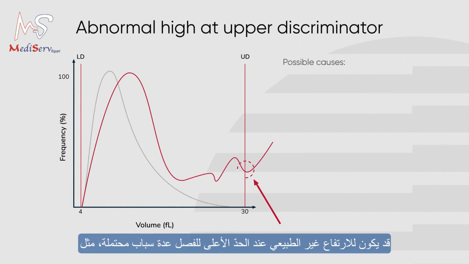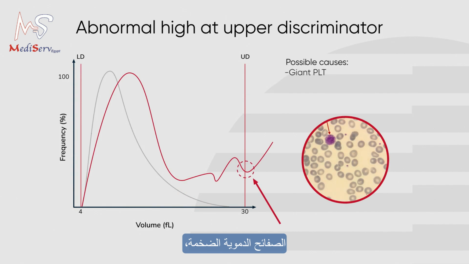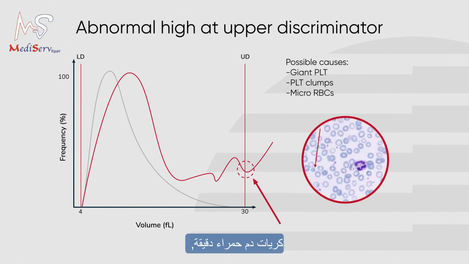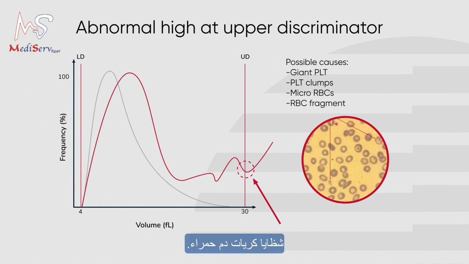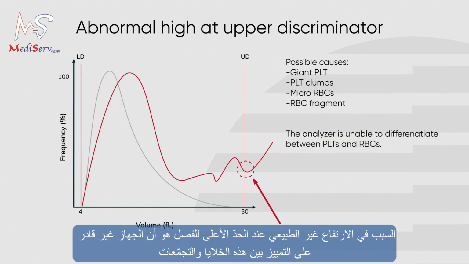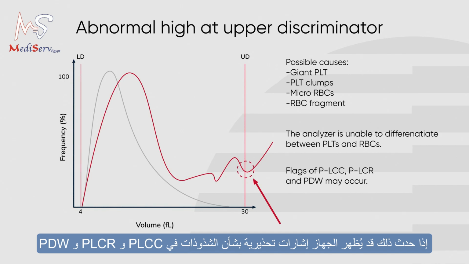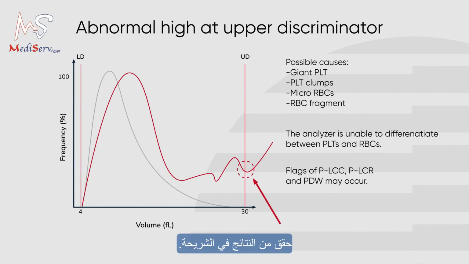An abnormal high at the upper discriminator could have several possible causes such as giant platelets, platelet aggregates, microcytic red blood cells, red blood cell fragments. The reason for the abnormal high at the upper discriminator is that the analyzer is unable to differentiate in between these cells and complexes as they are very similar in size and the populations therefore merge. If this occurs, the instrument may flag for abnormalities in PLCC, PLCR, and PDW. Verify findings in smear.